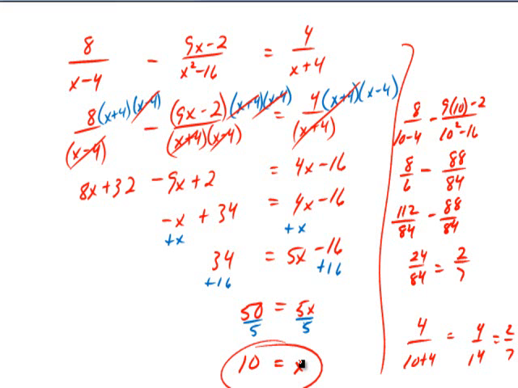Again, the method I like to use for solving the rational equations is to eliminate the fractions right away by multiplying every fraction in the equation by the least common denominator. That gets rid of the fractions, and we can solve the equation that results from that.